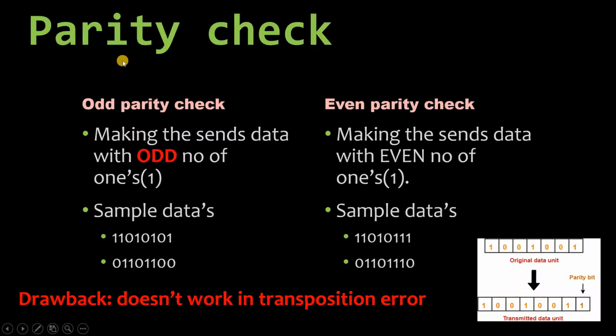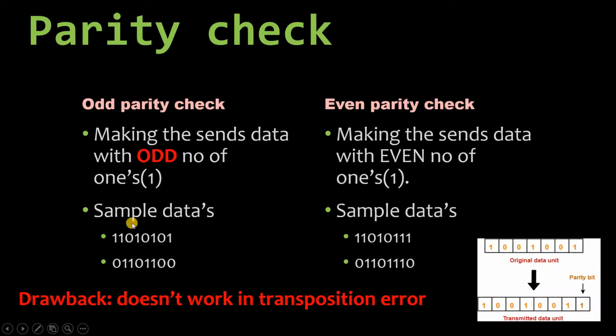Two types of parity checks are used here: odd parity and even parity. It doesn't mean anything special. It means the number of ones we are thinking about. If it is an odd parity check, there should be an odd number of ones in the data when it is received. If it is an even parity check, there should be an even number of ones in the data when it is received.